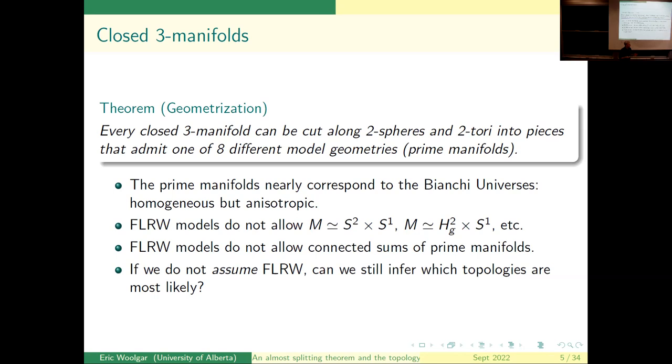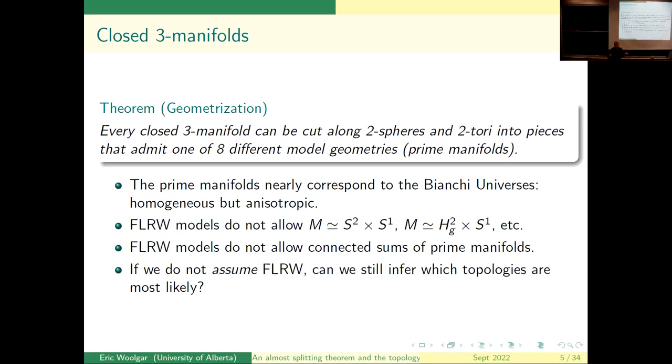Then these are the Bianchi models, except you'll know that there are nine. This is enumerated in a slightly different fashion, but more or less these are the Bianchi models. FLRW do not admit several in this list. This is an easy one to visualize, the two-sphere cross the circle. Hyperbolic space, I'll just use H. The G is the genus, or the number of holes in a compact hyperbolic two-space. And they don't allow connected sums.